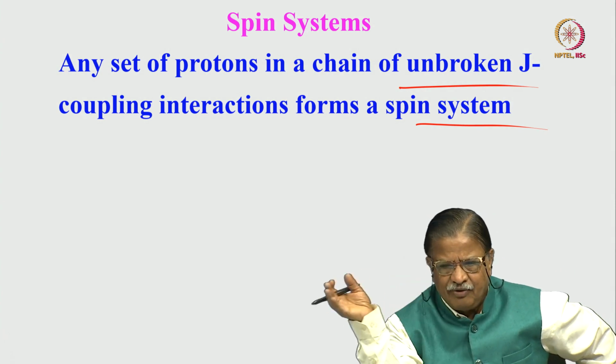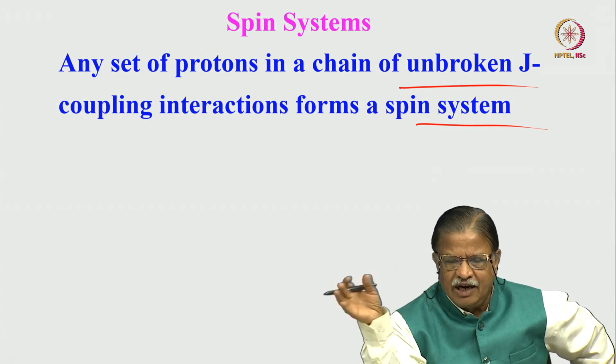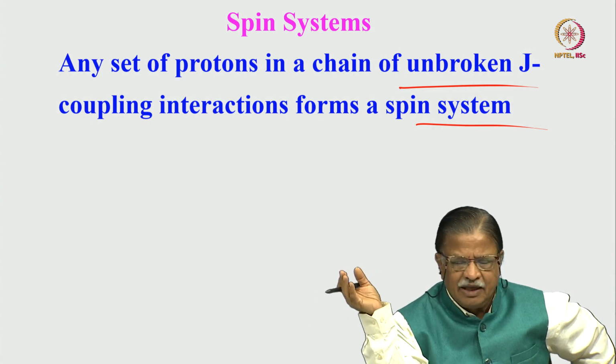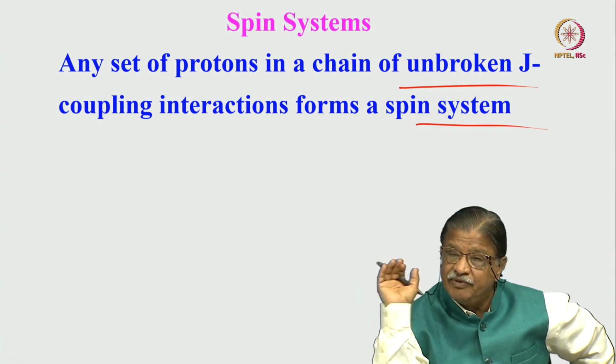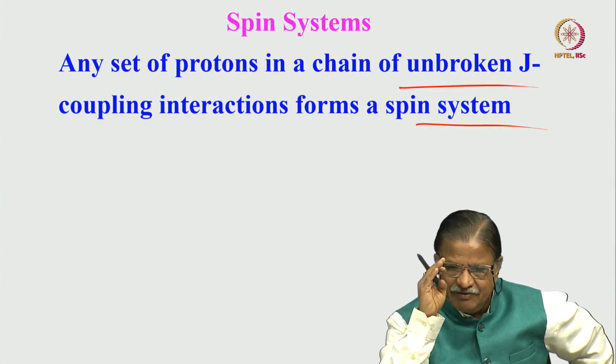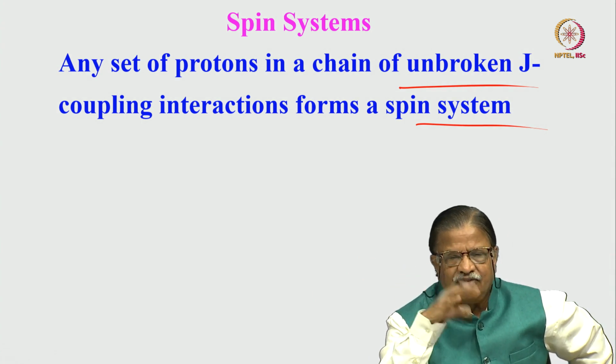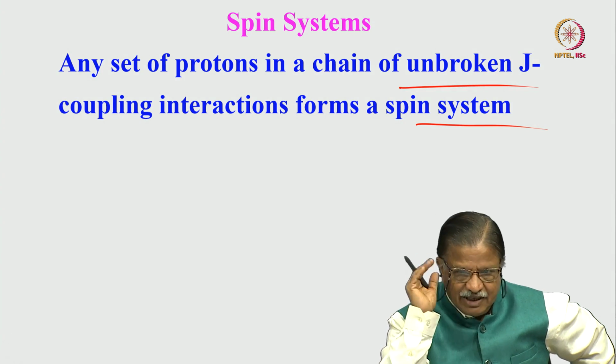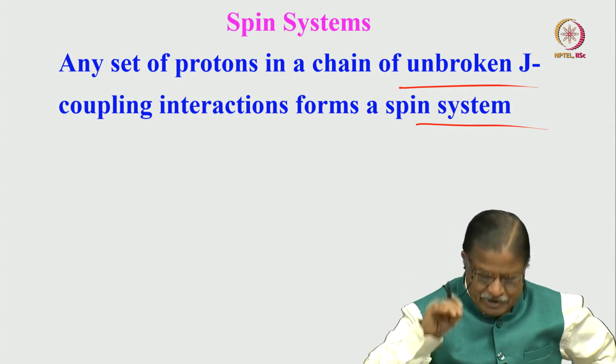Let us say I take 4 spins, 1, 2, 3 and 4. 1 may be coupled to 2, 2 may be coupled to 3, 3 may be coupled to 4. The 1, 4 coupling may be 0. It doesn't matter, but it is part of the coupled spin system. And if there is a break in the chain, then it forms a different spin system. This also we discussed long back when we discussed the spin system.